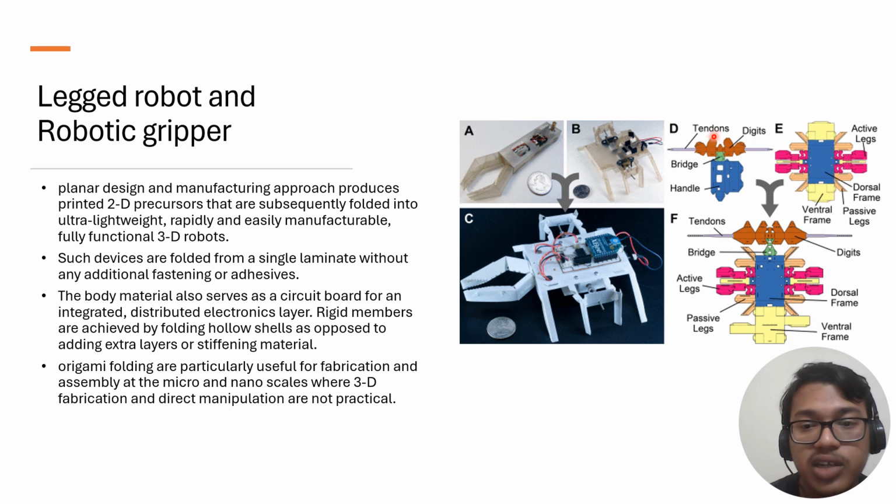What you can see in D, E and F are the corresponding 2D planar structures of A, B and C. The body materials also serve as a circuit board for an integrated distributed electronic layer, as you can see in this figure. Rigid members are achieved by folding hollow shells as opposed to adding extra layers or stiffening material. Origami folding is particularly useful for fabrication and assembly at micro and nano scales, where 3D fabrication and direct manipulation are not that practical. Also, it is found extensively in nature that when there is a system of self-assembly, origami is used very extensively.